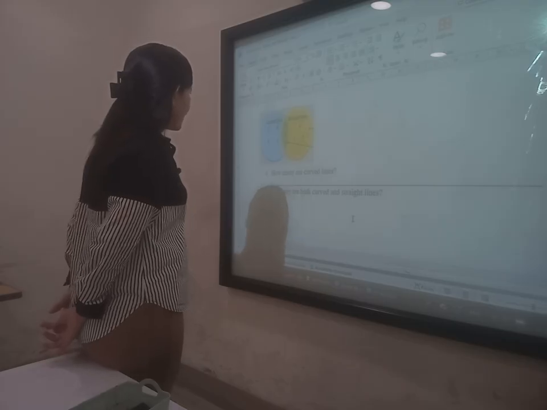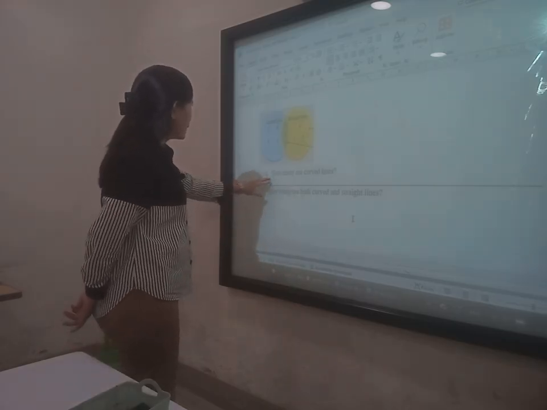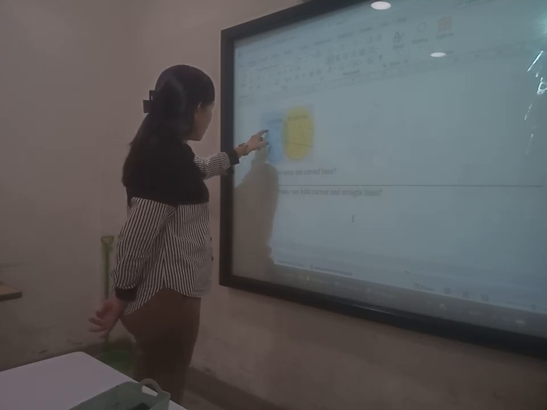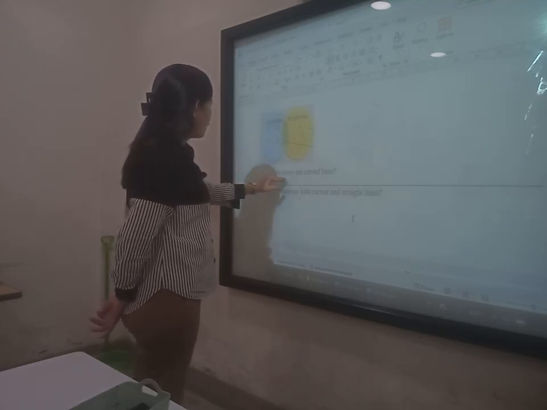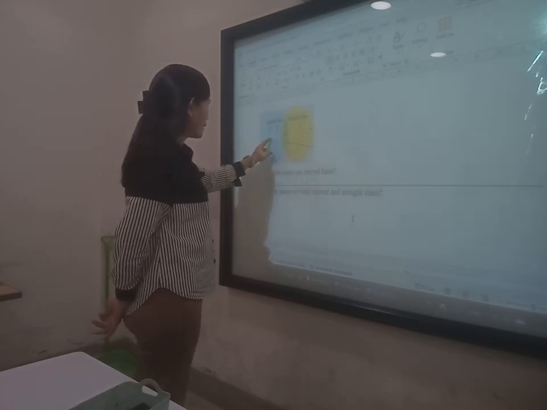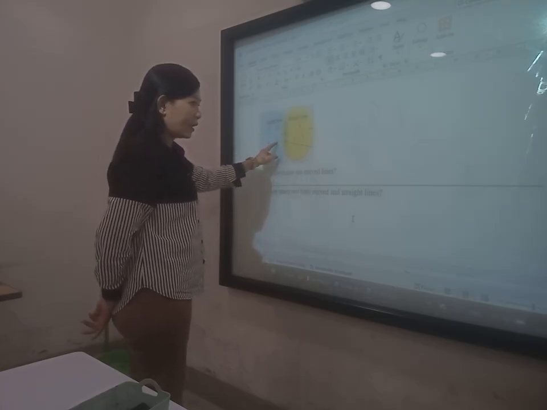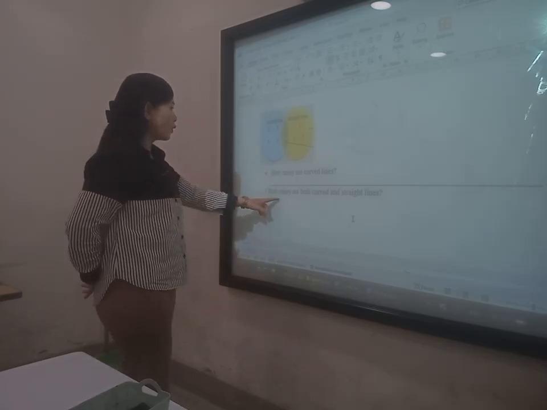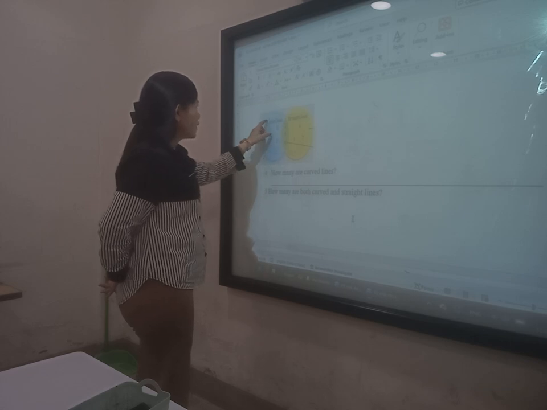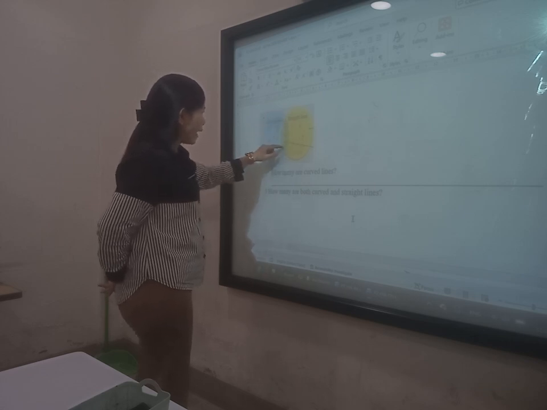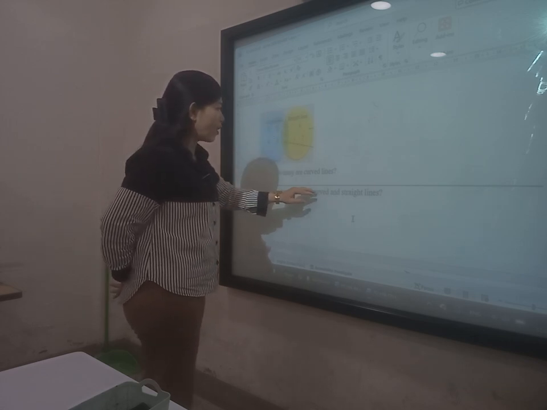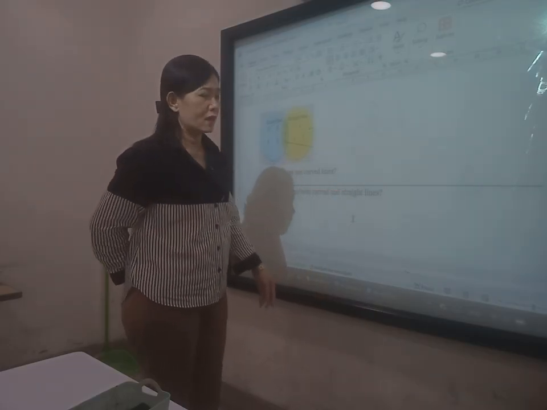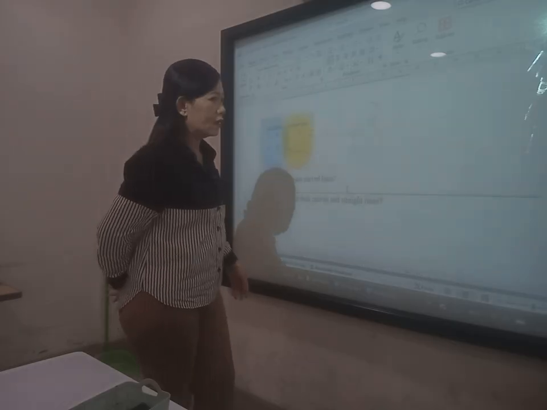Next. How many curved lines? The curved lines here are those not in this circle, so 0, 6, 8, and 3. There are four curved lines. Next, how many are both curved and straight lines? That is the ones in both, so 2, 5, and there are three numbers of curved and straight lines. Okay, yeah, this one as well.